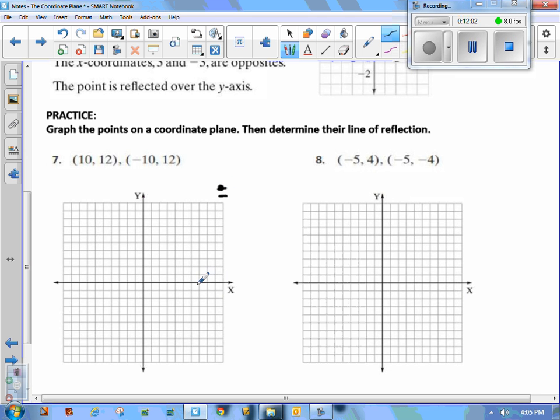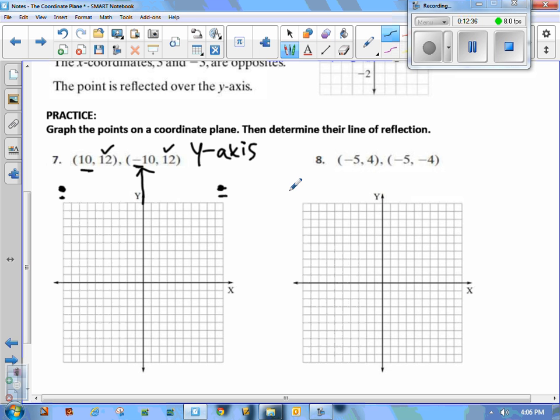And then if I go negative 10, 12, negative 10, and I know that goes up a couple, make my point here, extend my y-axis. Again, notice my x-coordinates are opposite and my y-coordinates are the same. So therefore, this is reflected, the line of reflection is the y-axis.